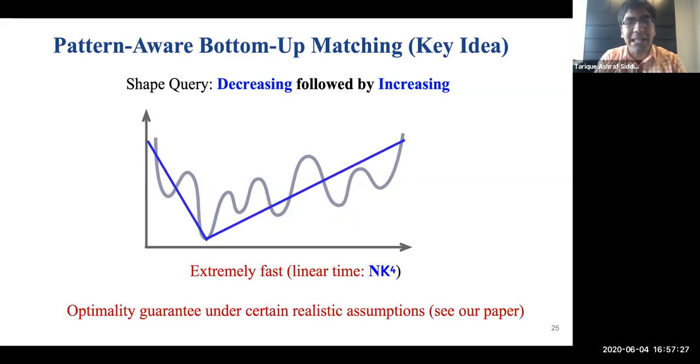Well, clearly, this algorithm is approximate. In our paper, we showed that it is optimal under certain realistic assumptions, and its runtime complexity is linear in the length of the trend line n and raised to the power 4 in the number of patterns k specified in the query. The length of the trend line is usually very large, while the number of patterns is very small, often less than 5, since it is specified by the user. So k to the power 4 is typically very small. In addition, with aggressive pruning techniques that we discuss in the paper, we can reduce the runtime even further.